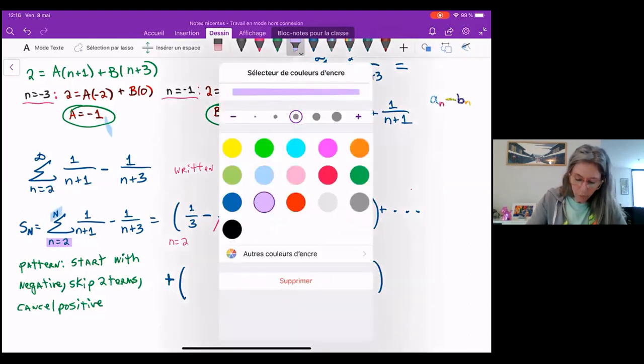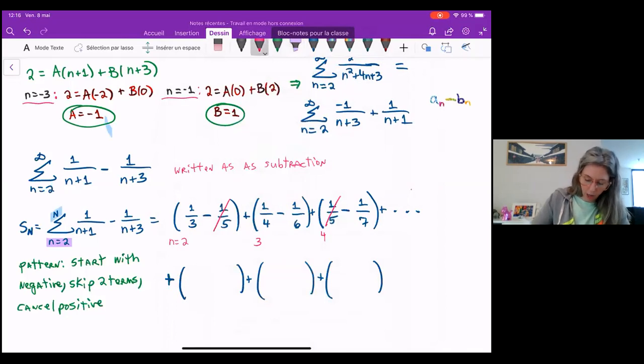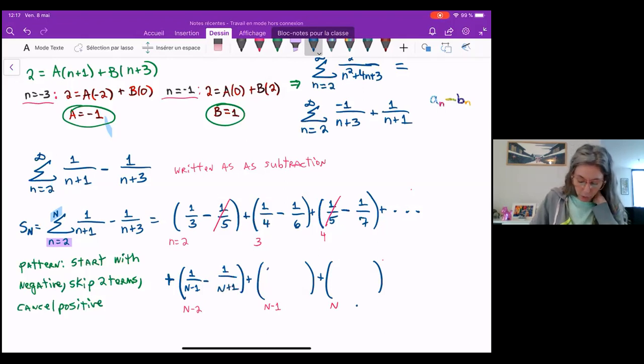So the last thing I'm plugging in is that capital N. So the number right before that will come from just subtracting 1. So I'm going to be plugging in n minus 1 and n minus 2. Okay, so when I plug in n minus 2, I'm going to get n minus 2 plus 1. So that gives me 1 over n minus 1. Minus, n minus 2 plus 3, that gives me 1 over n plus 1. Plug in n minus 1. N minus 1 plus 1, that's just 1 over n.